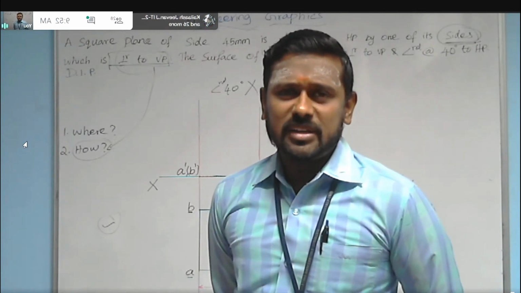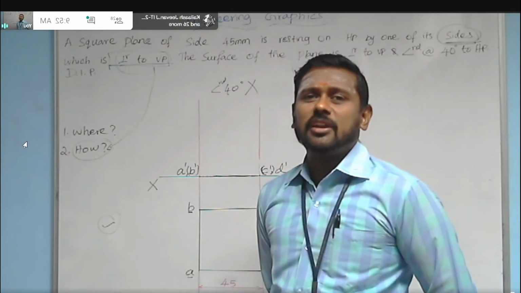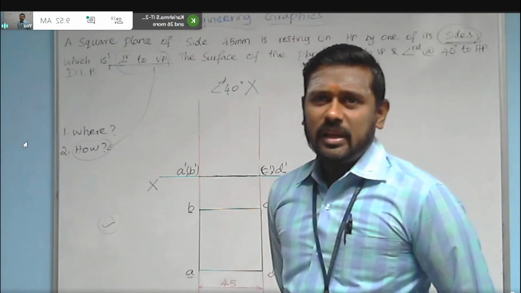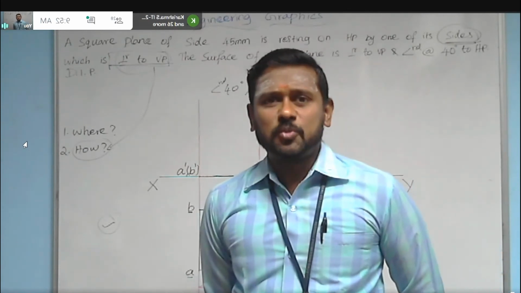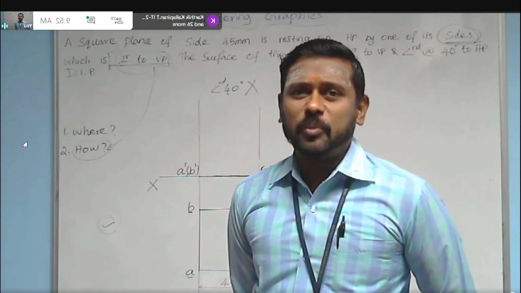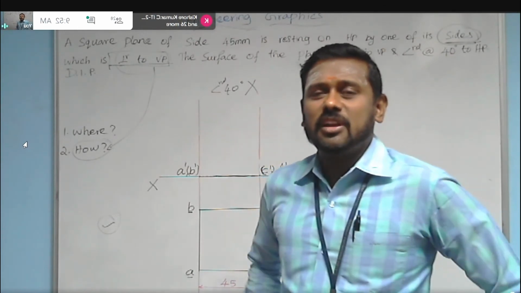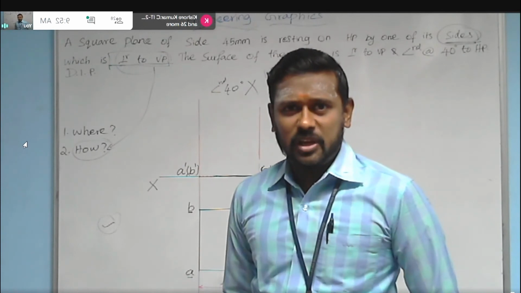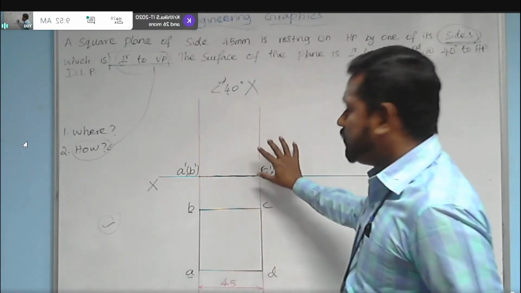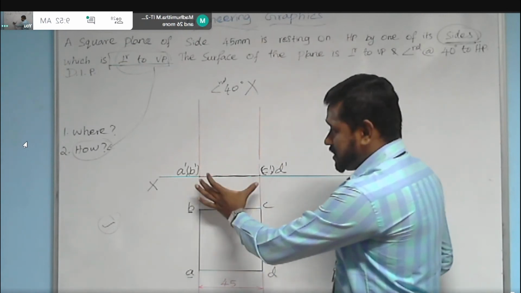This inclination can be used in the front view or top view. In which view can you include it? Generally, the things with respect to HP can be included in the front view. The things with respect to VP can be included in the top view. In this question, the angle of inclination 40 degree to HP can be included in the front view area. See here, this is nothing but your front view, simply a straight line.